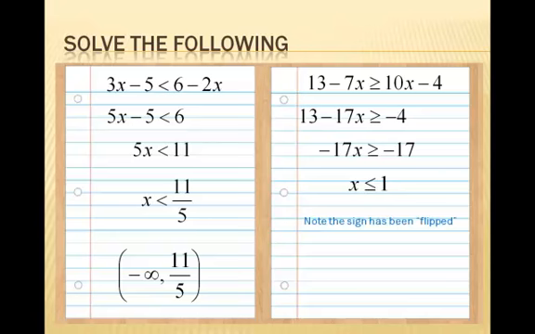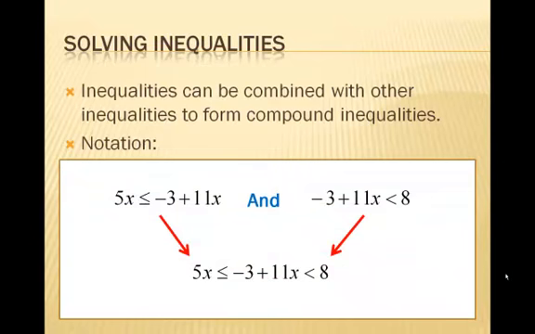If you want to describe this using an interval, then you could use the interval that goes from negative infinity all the way up to 1, and then use a bracket on the 1 to show that it is included. As you can see, solving inequalities is not too bad. As long as you remember that additional rule to flip the sign, you're pretty much home free.